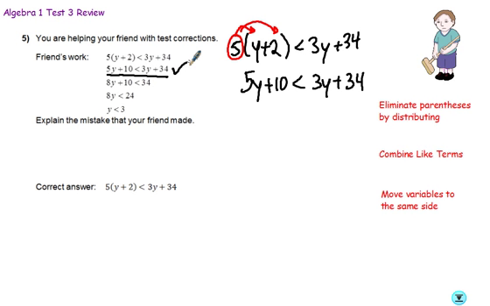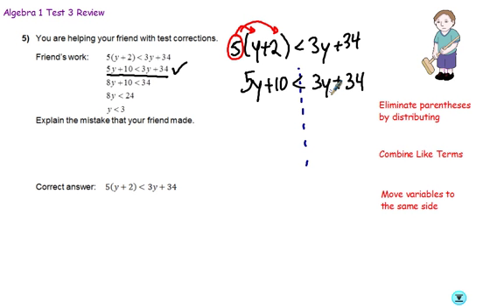Now, the next thing I check for is whether I can combine any like terms. Well, 5y and 3y, I can't combine those, because they're not on the same side. The inequality symbol is what splits this into 2 different sections. So 5y is on the left, 3y is on the right, and I cannot combine like terms.